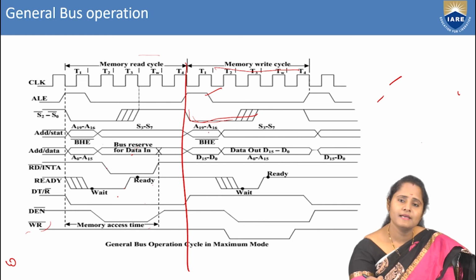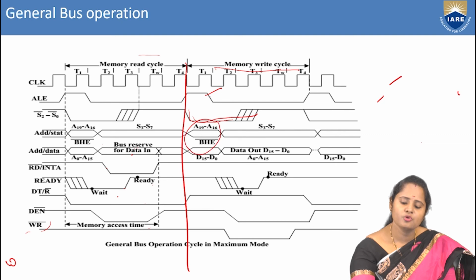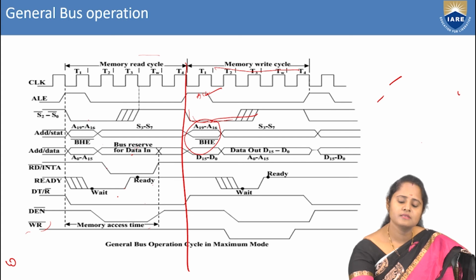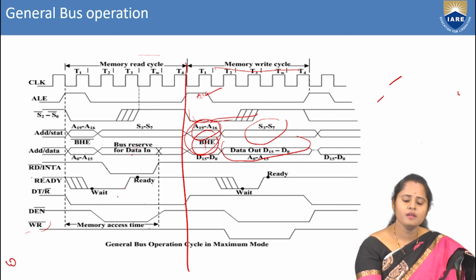And next, what are the multiplexed address and data pins? We have address and status, address and data. In order to take the data from these multiplexed address and data lines, we need to make it high whenever ALE is high. So for address and status pins, the address is latched initially, and when ALE is low, the status is latched. Similarly for address and data pins, initially the address is latched while ALE is high, and when ALE is low, the data is latched.